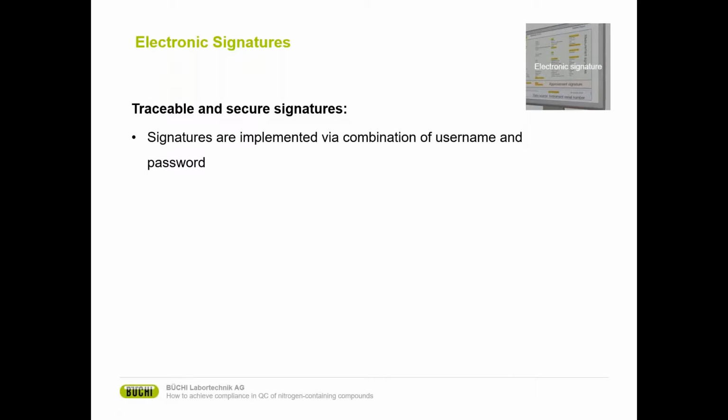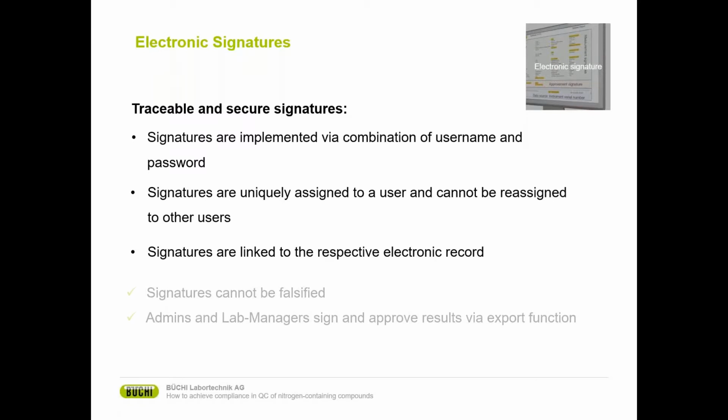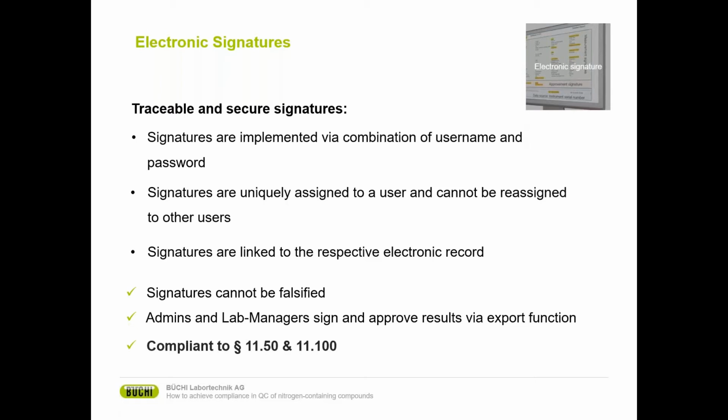So as I said, we provide traceable and secure signatures, and the signatures are implemented via a combination of username and password. So it's just the password from your account login. And the signatures are uniquely assigned to a user and cannot be reassigned to other users. For example, if you have a new user joining with the same name, they will not be reassigned to this new user. They will just stay with the existing one. And the signatures are linked to the respective electronic record. So whenever you export them, they are always linked to this record as well. So to sum this up, I hope you saw that the signatures cannot be falsified, and admins and lab managers are able to sign and approve results via the export function. So I would say compliance was achieved to 1150 and the section 1100.